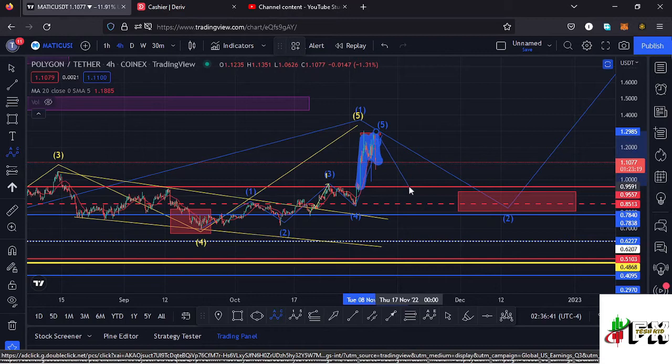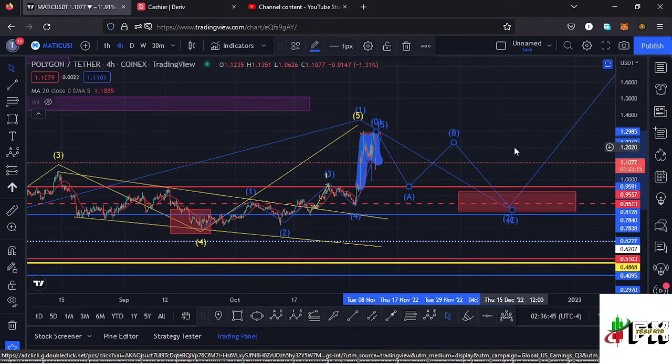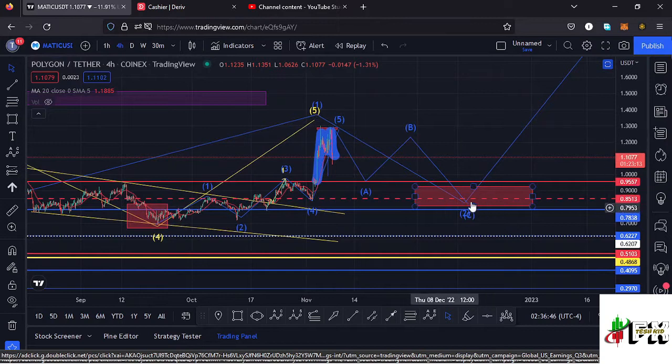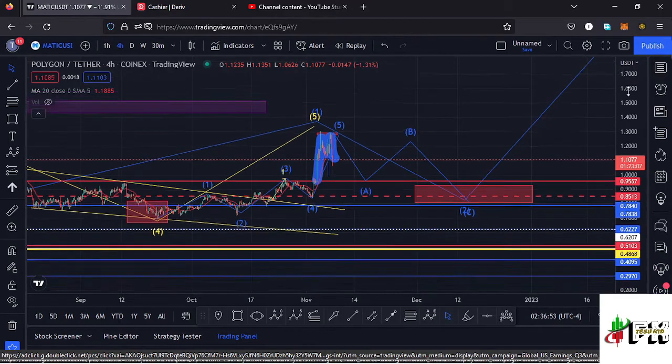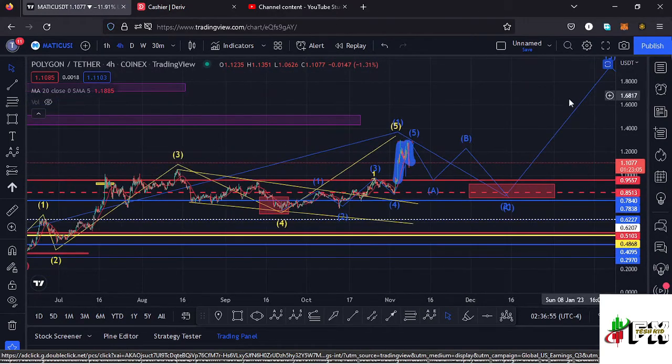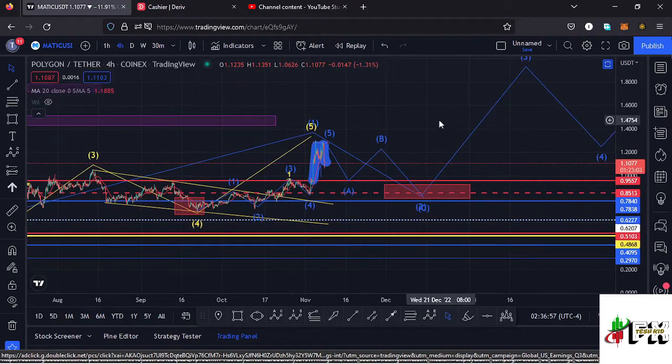So I will expect an ABC corrective movement, that is an ABC structure, play out over here for us to complete that higher Elliott wave count 2. And once we see the low for that higher Elliott wave count 2, then we can expect a very nice bounce to the upper side in the formation of a higher Elliott wave count 3. So let's be patient and see how that plays out.